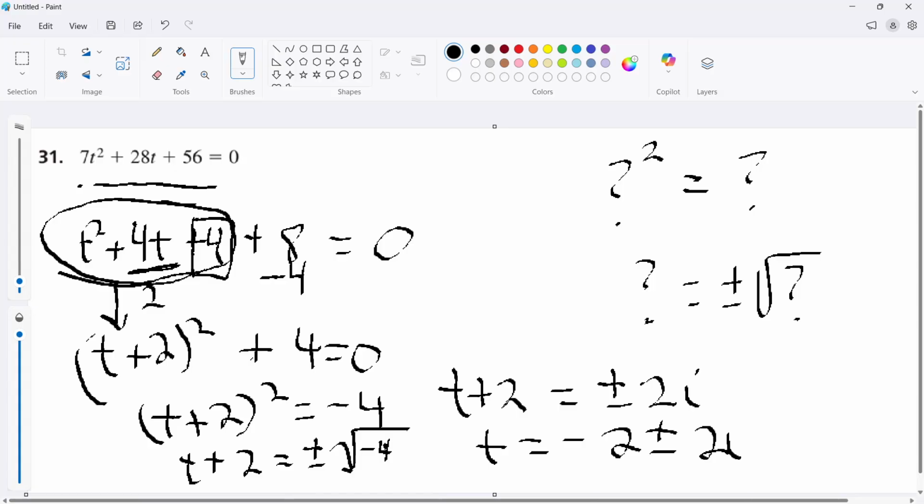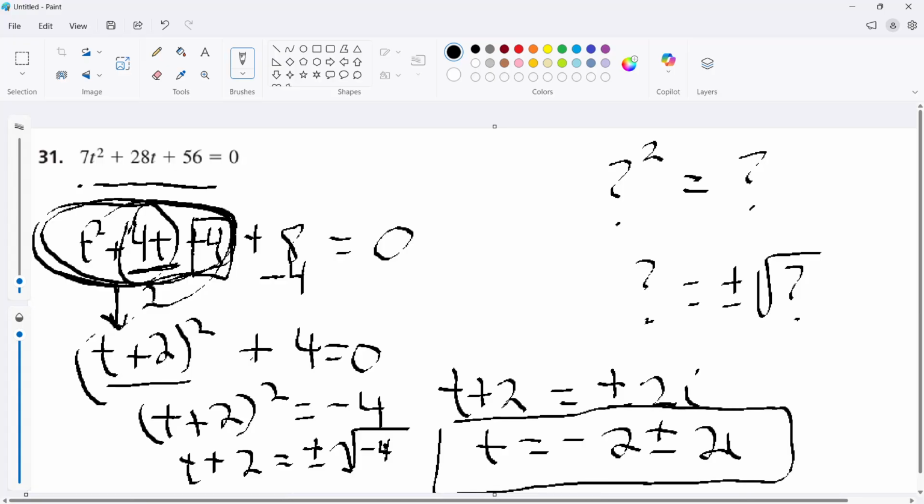And the key was completing the square. I made sure that there was just a 1 in front of the t squared. I simplified everything. Take half of this, half of 4 is 2, that's what goes in parentheses, t plus 2 squared, and then square that 2. That's what I actually turned into this, and then I have to subtract what I added and subtract it from that same side too, so that I haven't changed the equation, and then I can solve it. So in this case, t equals negative 2 plus or minus 2i. That's completing the square.